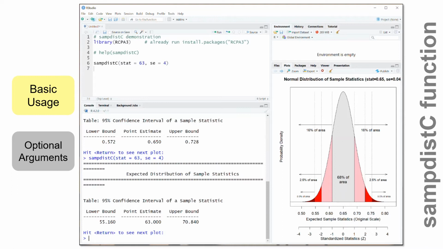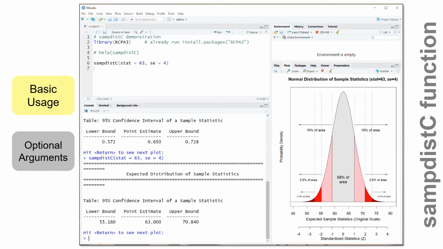But given the new numbers, the scale really is going from like 45 to 80, a much larger scale, because the sample statistic is a larger number and the standard error is a larger number. So this scales up given the sample statistic, but the overall shape is going to be the same. So this is what we would expect to see in repeated samples.